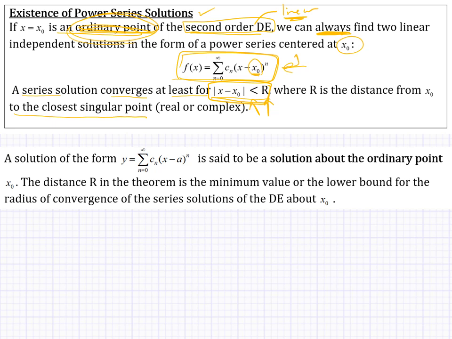So again, the solution of the form here, same thing. I just replaced my x sub 0 with a. It's all the same. It is said to be a solution about an ordinary point x sub 0. Okay, this is a solution for the differential equation about, or centered at, an ordinary point, based off of this radius of convergence and looking at the series solutions. So this is just reiterating what we've already said, but it's just talking about what we can call this. We can call this a solution centered around an ordinary point.